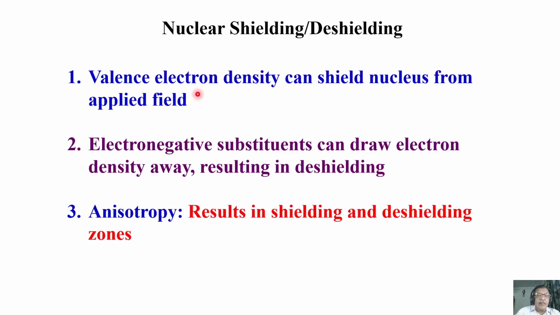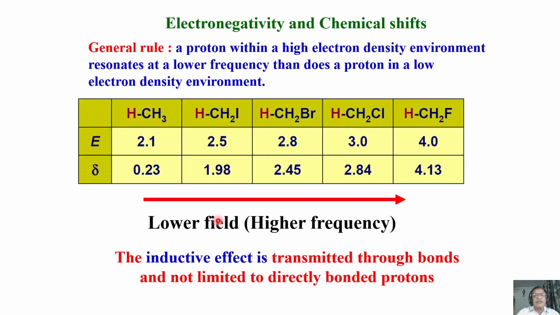For example, valence electron density can shield the nucleus from the applied field, causing shielding. If there are electronegative substituents which can withdraw electrons away from the proton to which they are attached, or from the neighboring proton, this causes de-shielding. There is also the anisotropy effect, which results in both shielding and de-shielding. This anisotropy comes because of the anisotropy of the chemical bond. We take a couple of examples today and see these factors.